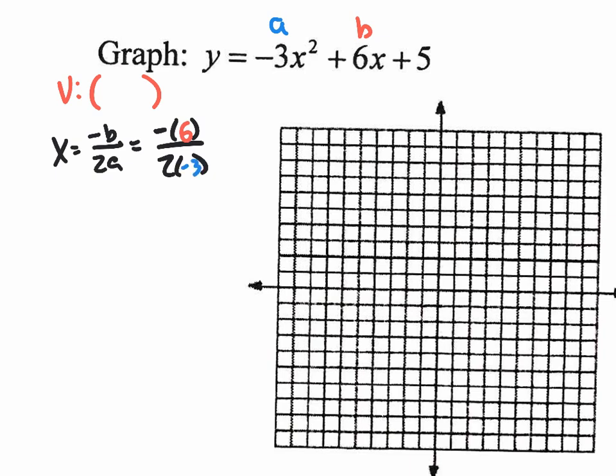So what do we have here? We have a negative 6 divided by a negative 6. So what's my vertex x value? My vertex x value equals 1. So everybody put a 1 for your vertex x value.